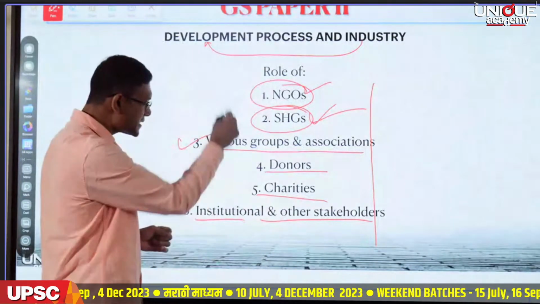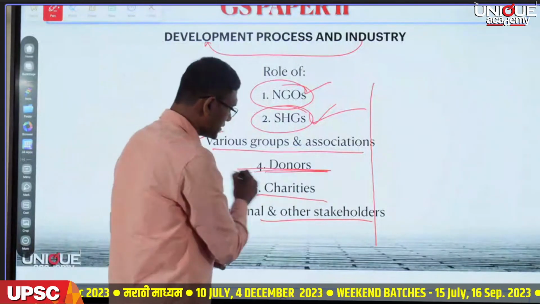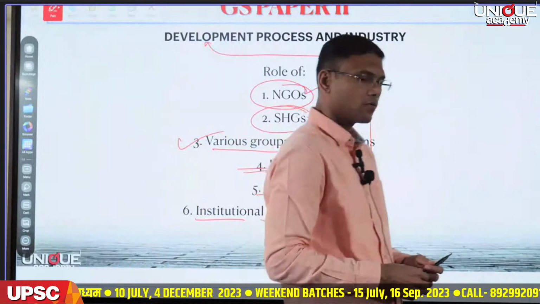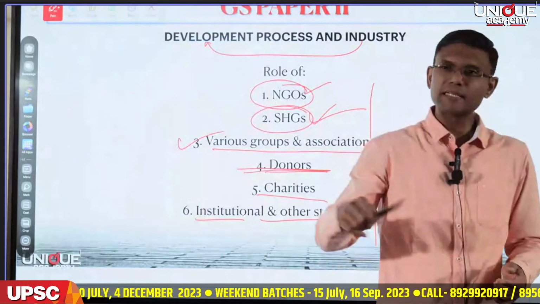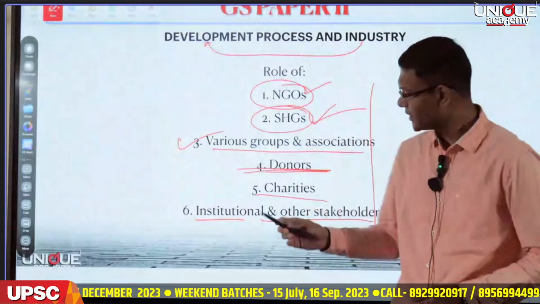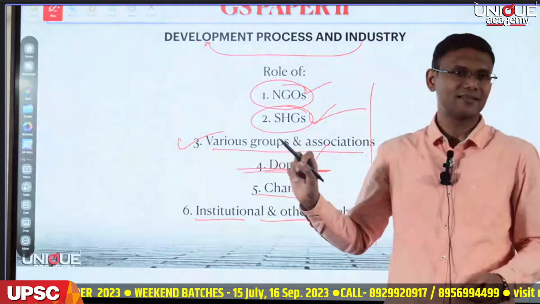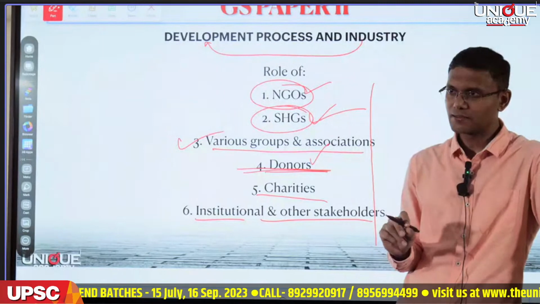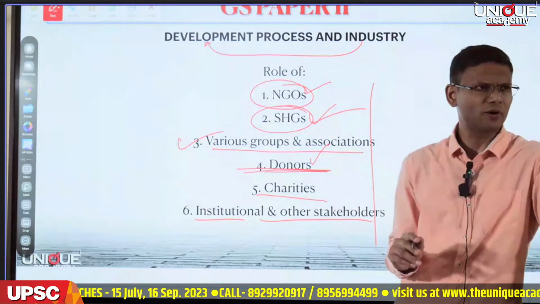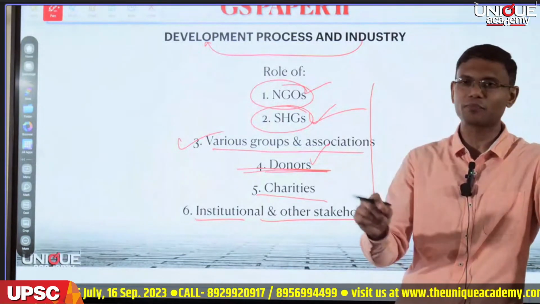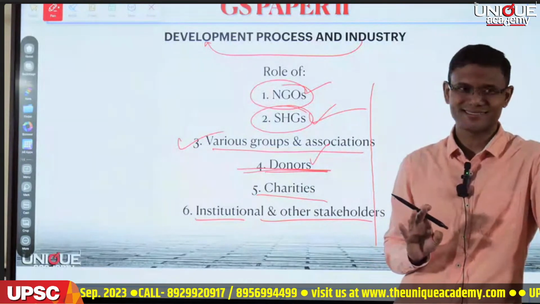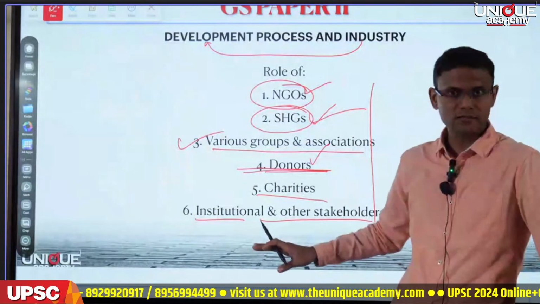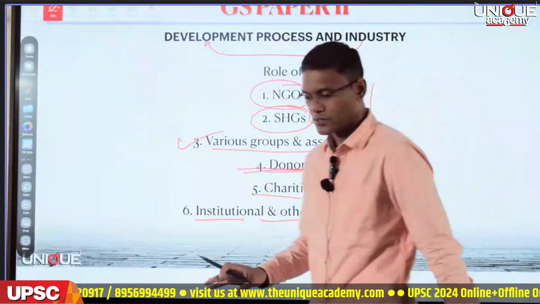So what do these agencies do? Like donors, also look at charitable trusts. What do they do? They basically help others. Donation need not necessarily always be in terms of money, isn't it? Right? It can be in any form, in the form of kind also, but ultimately it is donated for public purpose. Right? So these are all players in the development process.